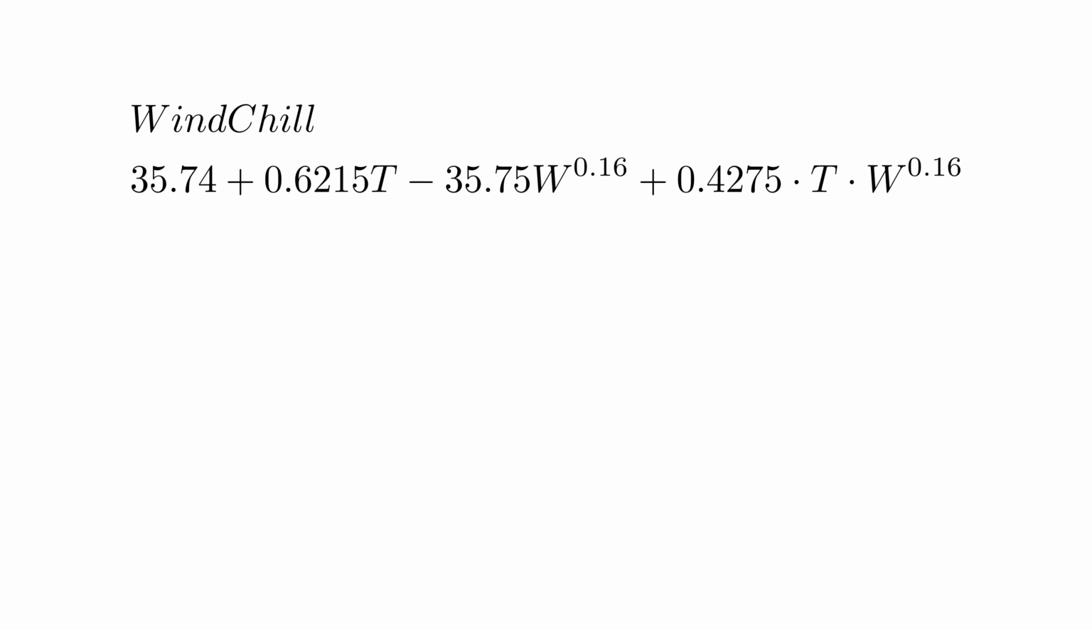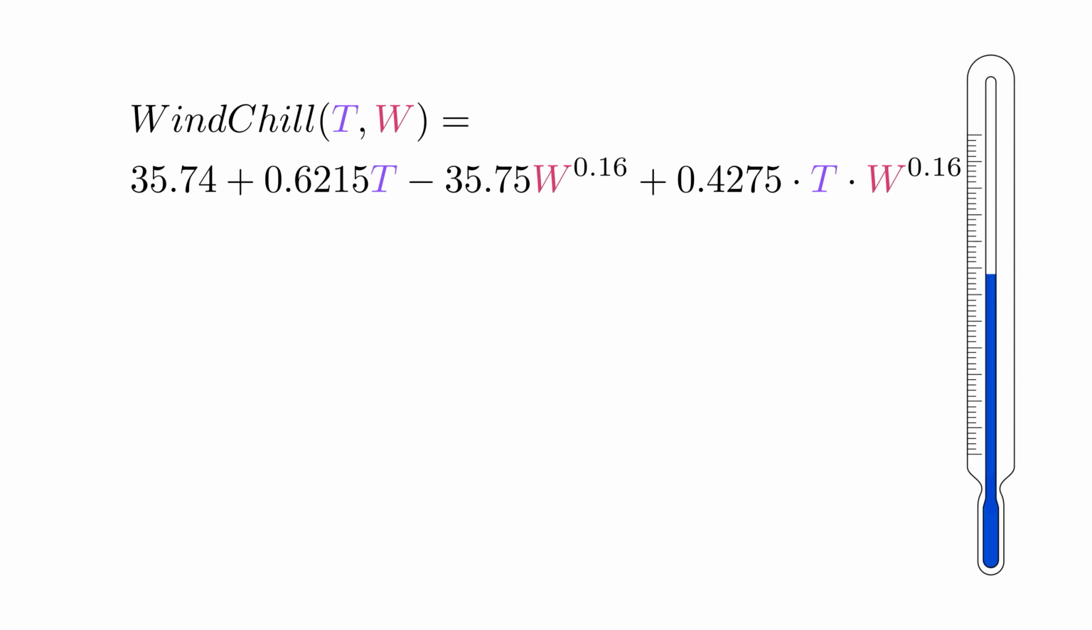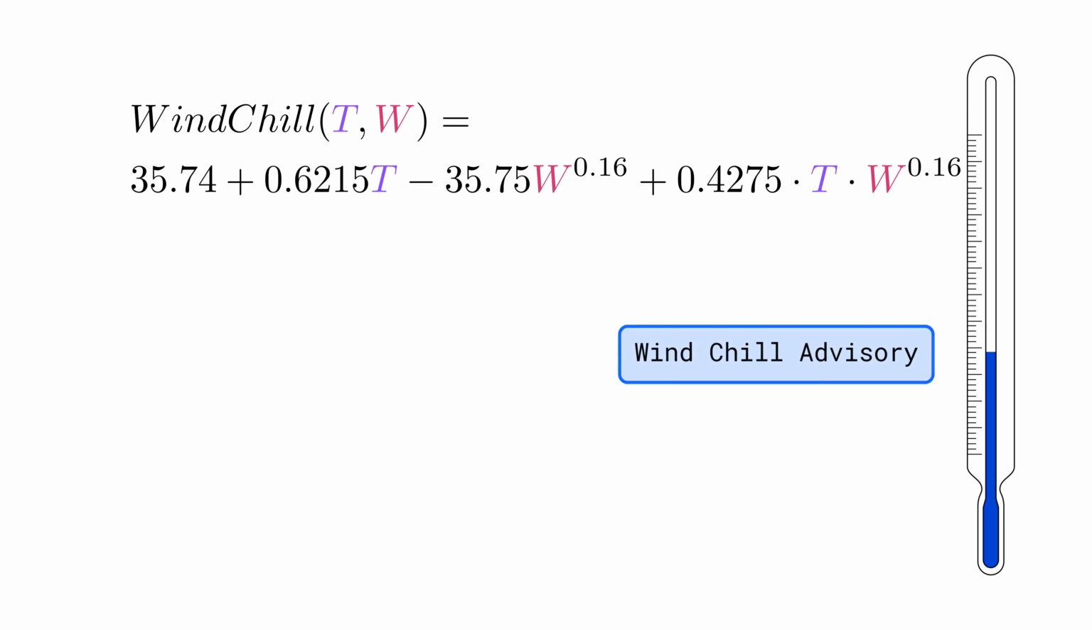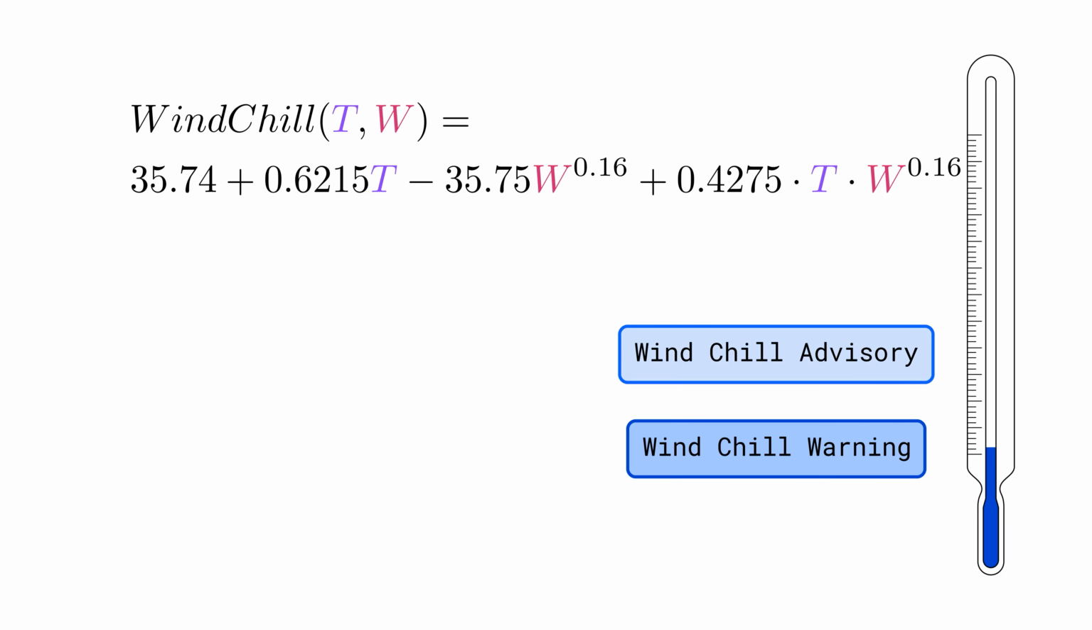When it is windy, it can feel colder than it actually is because your body loses heat fast. This formula is what the National Weather Service uses to calculate the effective temperature, adjusted for wind speed, also known as the wind chill. If it's a little cold, the NWS issues a wind chill advisory, but if it's really cold, it's a wind chill warning.